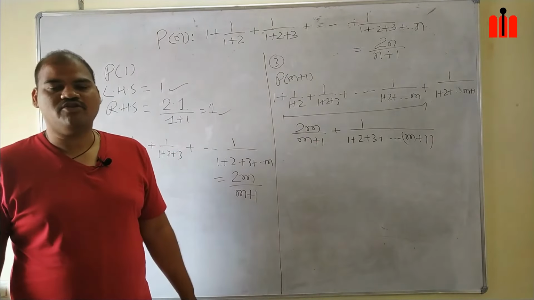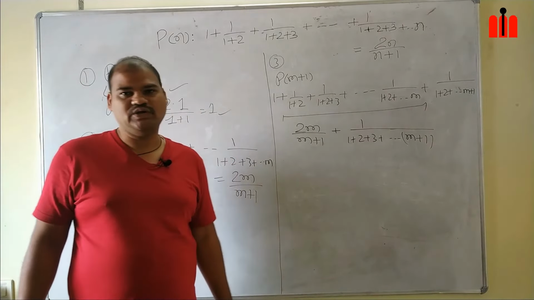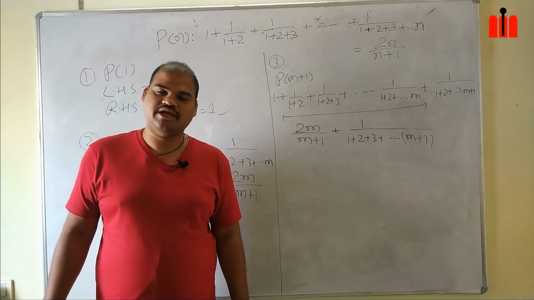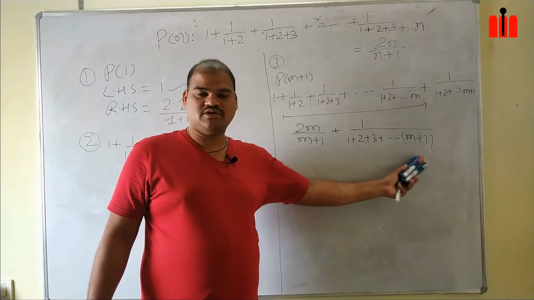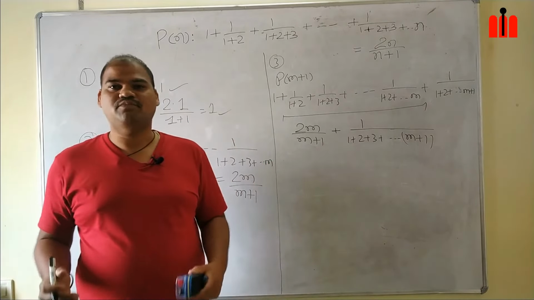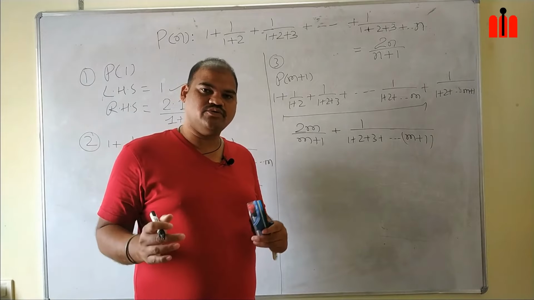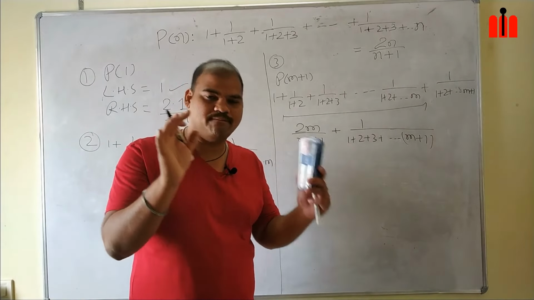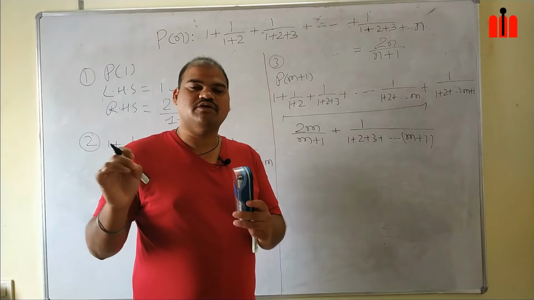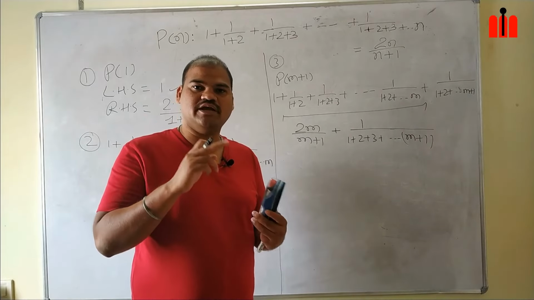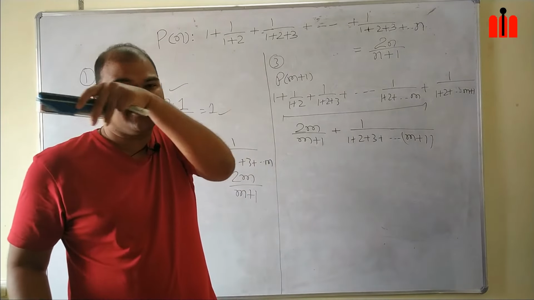Now you are familiar that the sum of first n natural numbers is n(n+1)/2, where n is the number of natural numbers, right? Here, how many numbers are there? This is m+1, right? So what is the sum of first m+1 natural numbers? It is (m+1)(m+2)/2. So in place of n(n+1)/2, you have to substitute n equal to m+1. Then you will get (m+1)(m+2)/2. So that will be the sum of first m+1 natural numbers, right?